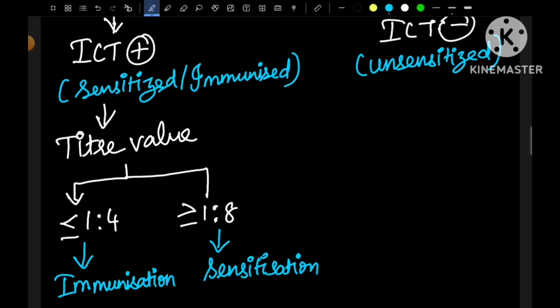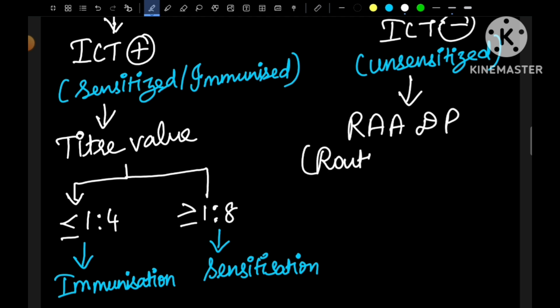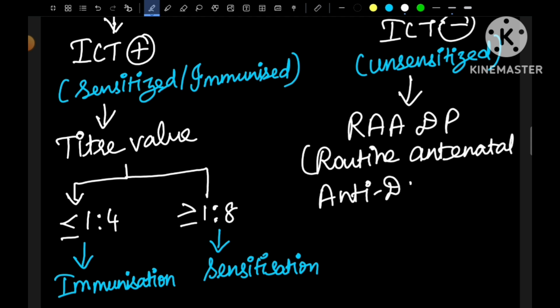Now, ICT negative means no need to worry. But what do we have to do? Can we simply sit? No. We have to do something called RAADP, that is routine antenatal anti-D prophylaxis.